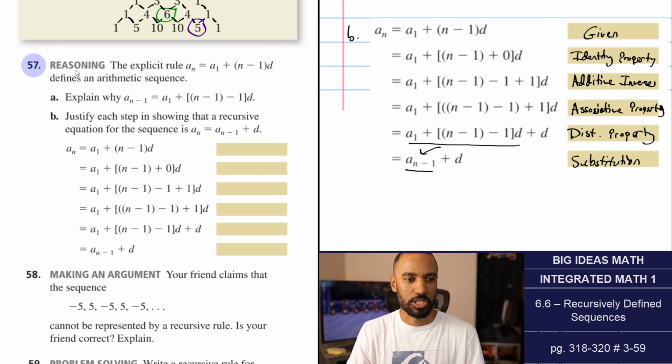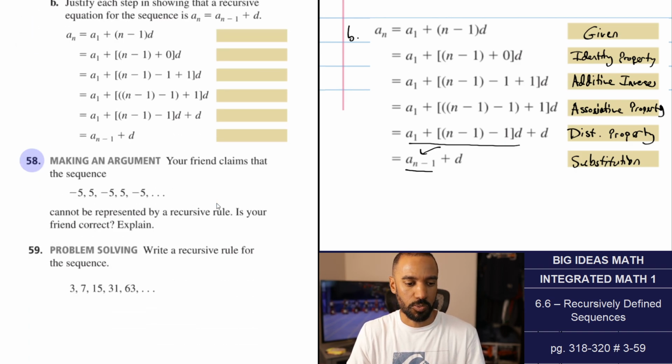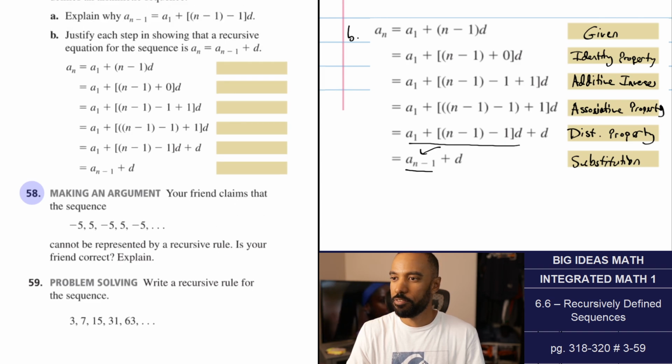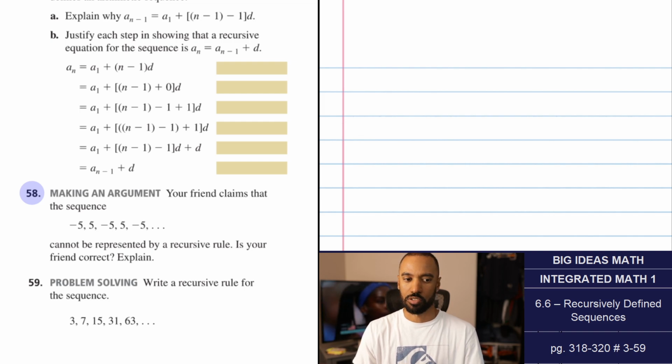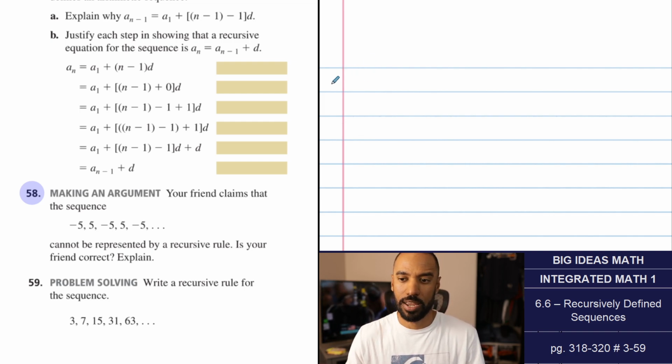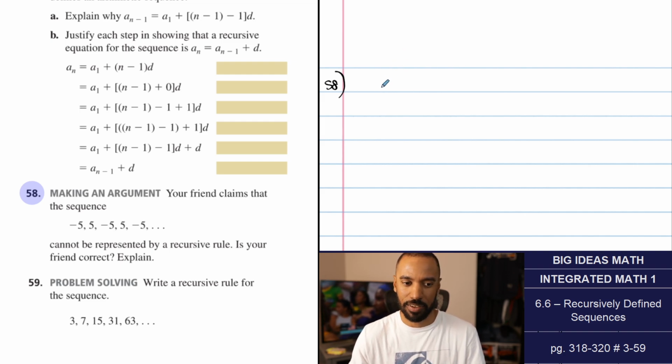Okay, tricky questions here at the end. I don't know if your teacher's assigning you these ones or if you're challenging yourself. Number 58. Your friend claims that the sequence cannot be represented by a recursive rule. Is your friend correct? Explain. Your friend is very incorrect because we literally had a question like this with the 8 and -8 and stuff like that. Very much so, this can be. This just needs a common ratio.